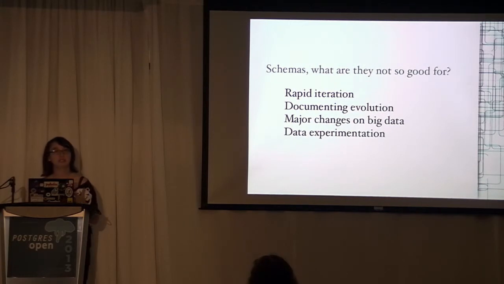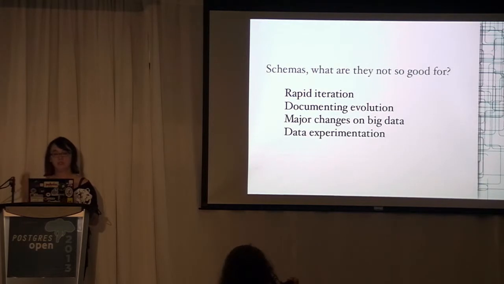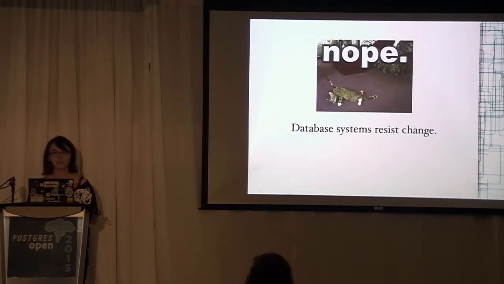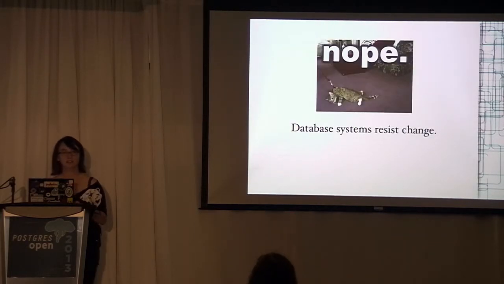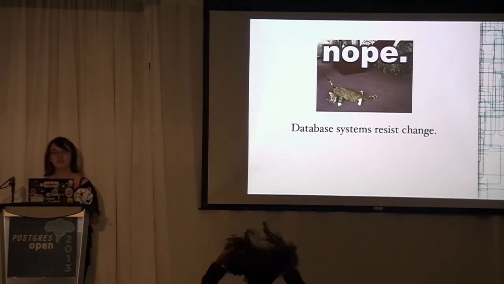Major changes to big data are always super problematic. I say as a person who maintains a 1.5 terabyte Postgres database, which by far is not the largest data set that people I know are maintaining, but it's still pretty big. And any kind of experimentation that involves having lots of different kinds of schemas available, it's just not great. And how I've come to think of this is through this poor cat on a leash.